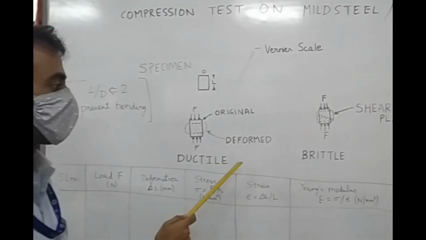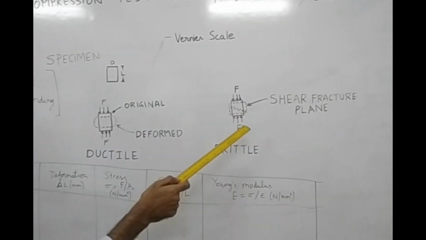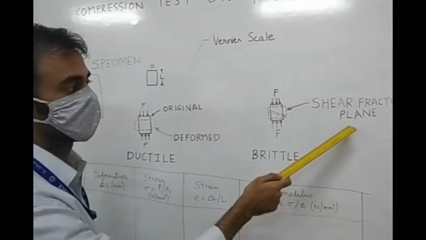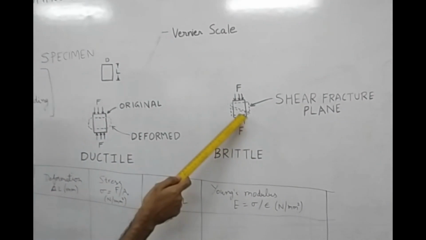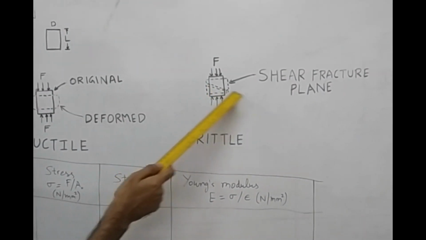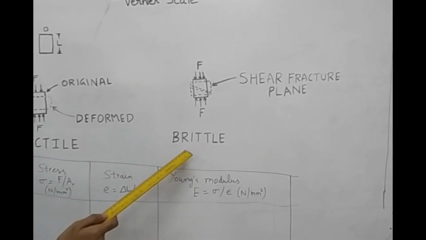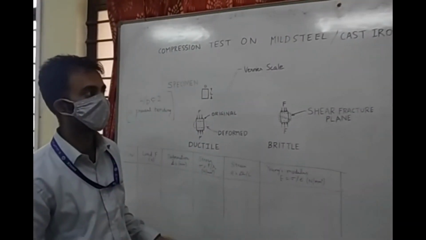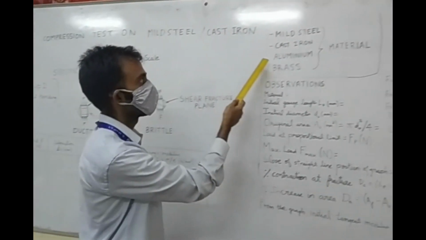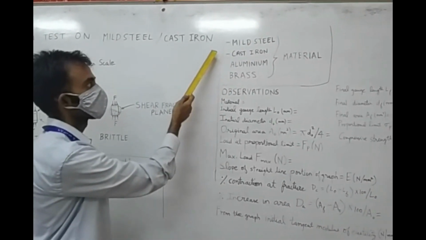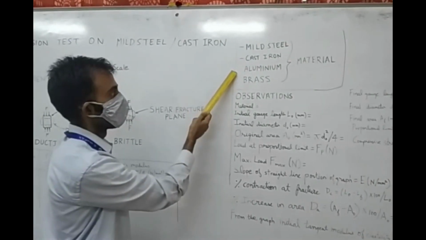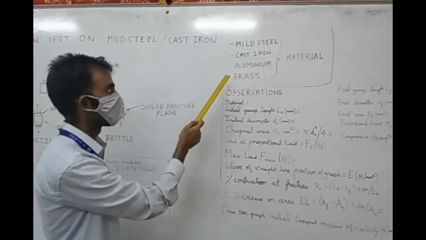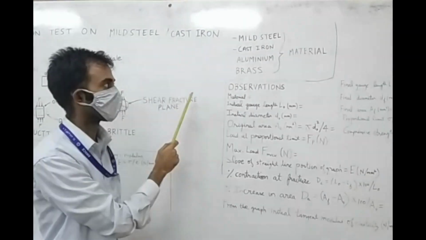In the case of a brittle material, we will have similar shortening in the length, but a shear fracture plane is formed. Here you can see the dotted line showing the shear fracture plane formed in the case of a brittle material. So we can perform this test either on a ductile material or on a brittle material. As I showed, we have 4 different samples of materials: mild steel, cast iron, aluminium, and brass. Out of these, 3 are ductile materials, and only the cast iron is a brittle material.